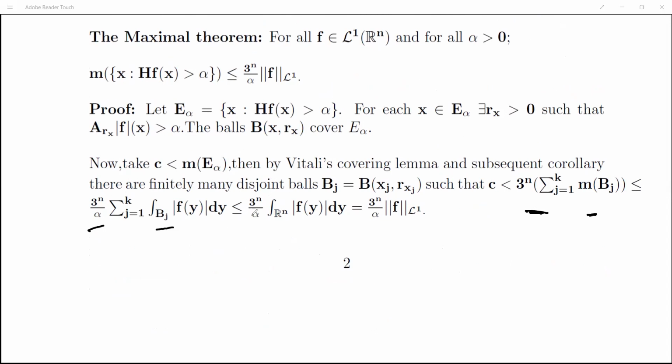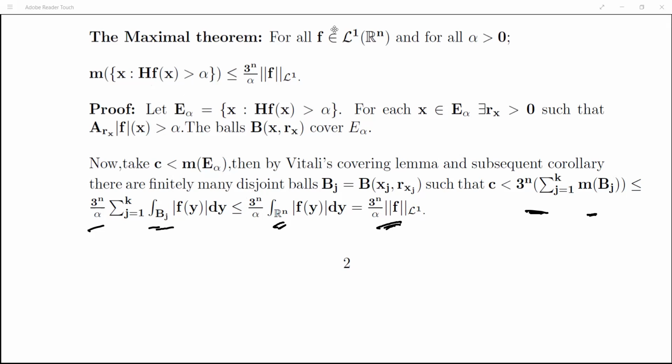And then this is less than or equal to the integral of mod f over the whole Rn. This integral is just over these disjoint open balls, and I'm just extending the integration to the whole of Rn, so obviously we will have a less than or equal to sign. And this is nothing but the L1 norm of f by alpha. So that is a proof of the maximal theorem. This is your weak type estimate for your maximal operator.